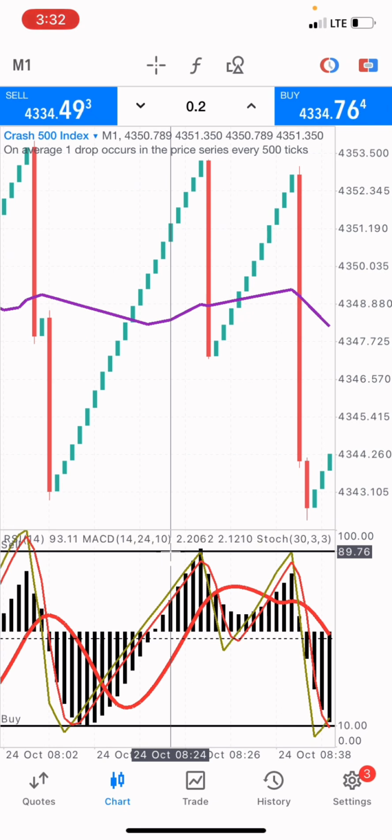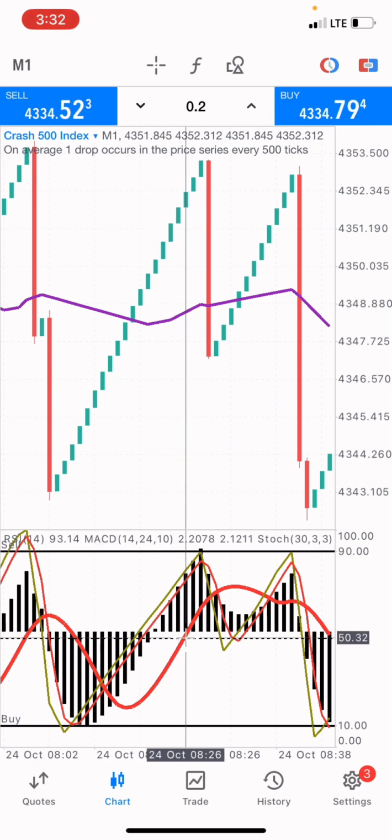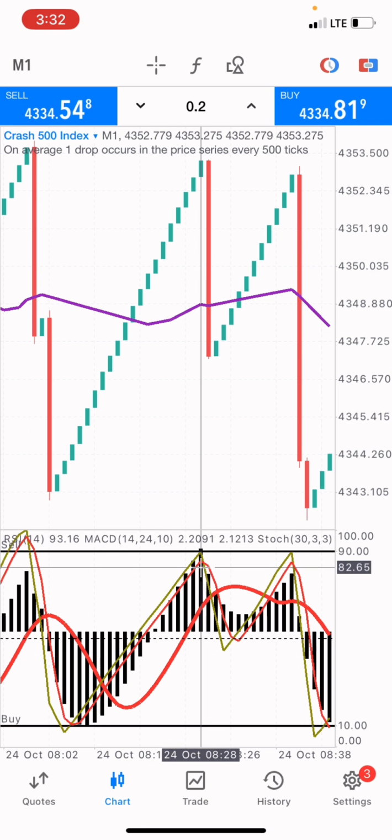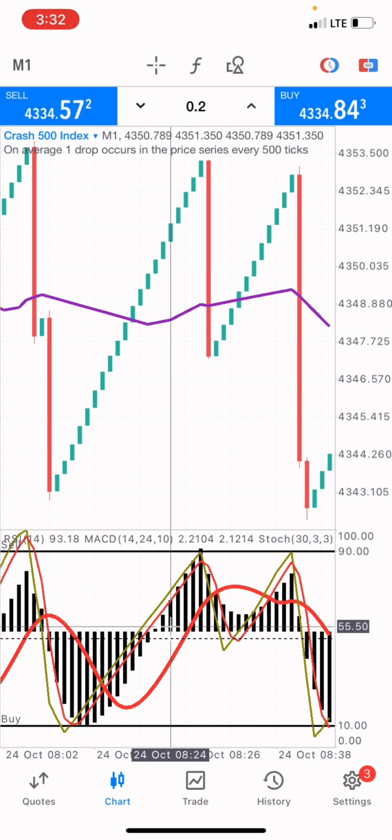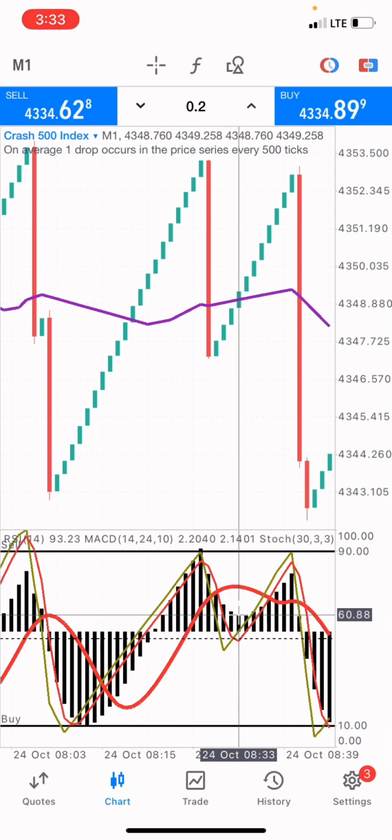Remember, it's going to be the first MACD, the first one. Okay, this is the first MACD towards the upward trend. This is the second MACD towards the upward trend. You want to place your buy only on the first one, which is this one.